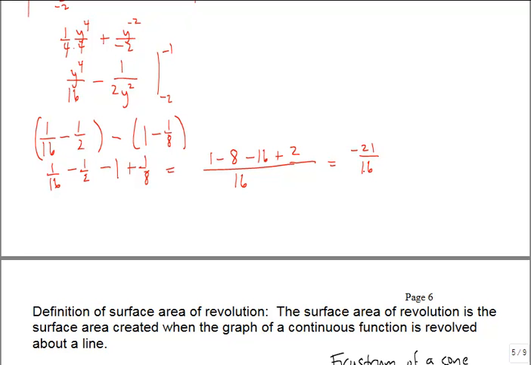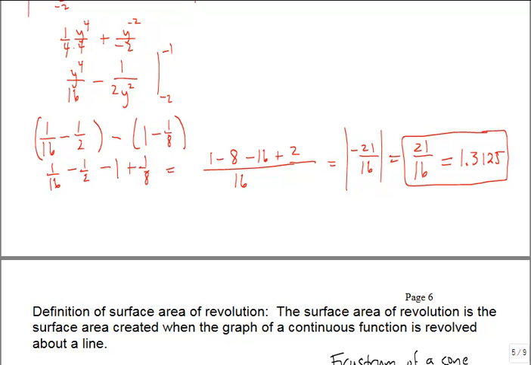Because that's negative, remember we said we don't want a negative distance, then we can take our absolute values at the end and get our final answer, 21/16. If you prefer, you could get a decimal here, and that would be 1.3125. Okay?